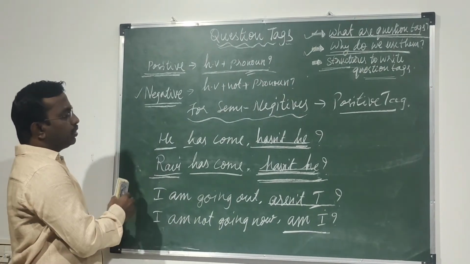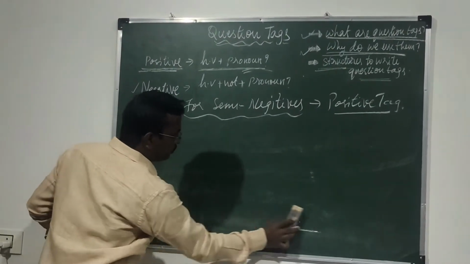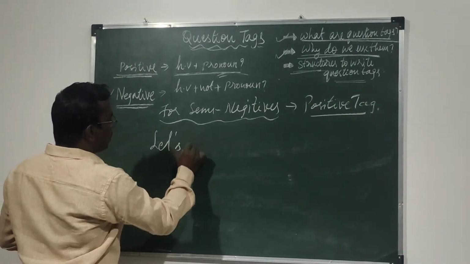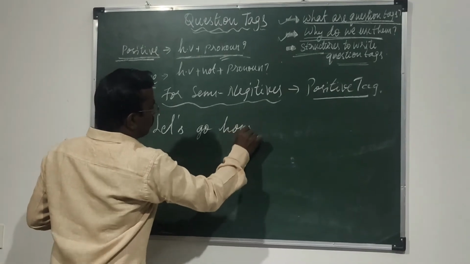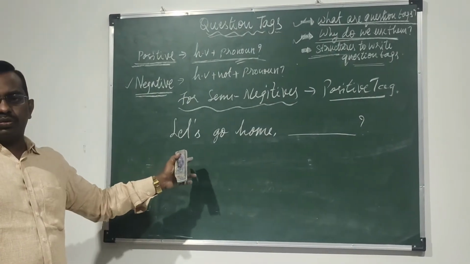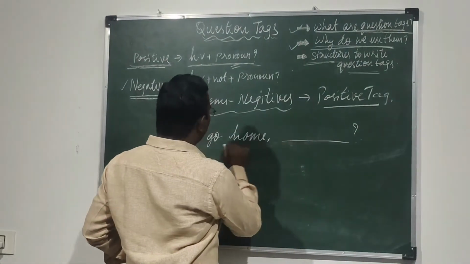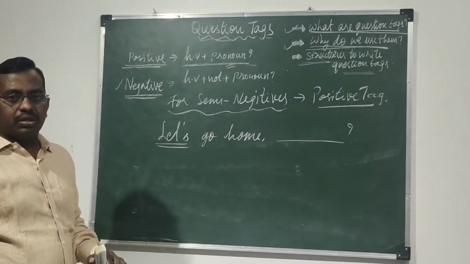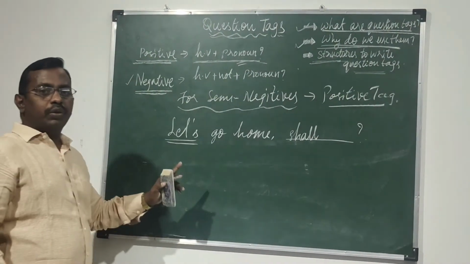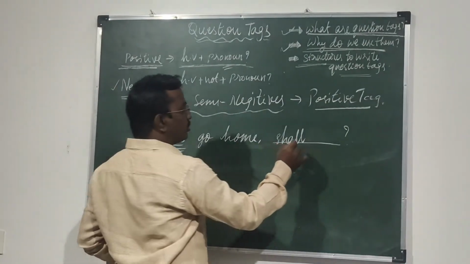If a sentence begins with let, let us go home. Right? Either the sentence is positive or negative, the tag should be positive. The helping verb when a sentence begins with a let is shall. The pronoun should be based on the given subject there. Shall we?